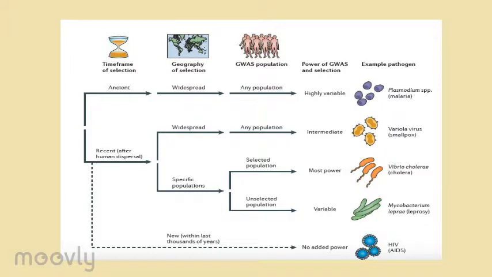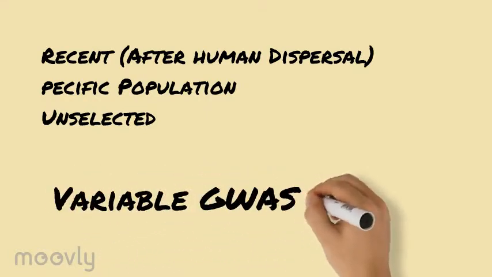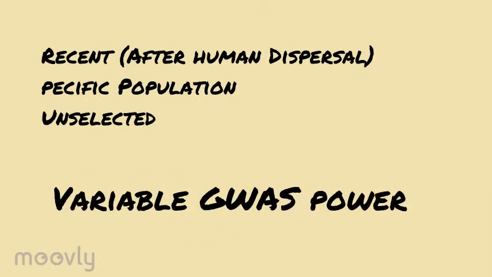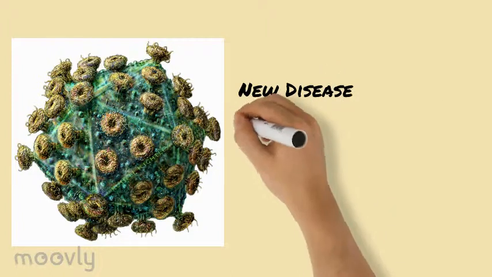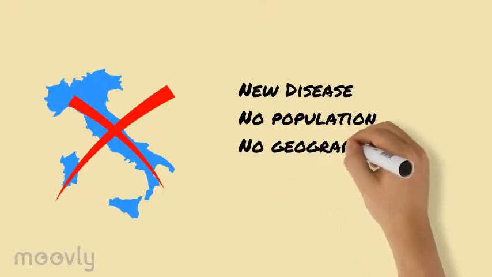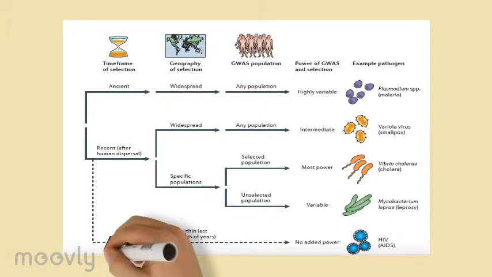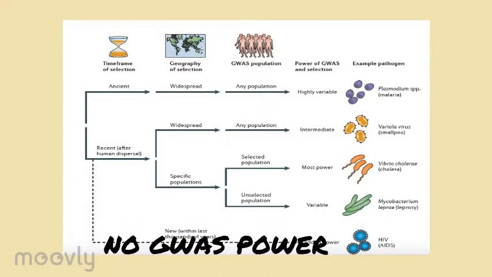Even in a scenario such as leprosy, where the population is specific but unselected, the power of GWAS is variable at best. Lastly, it's important to note that in a case where the disease is very new, not limited to a single population or geographic location, and in the case of HIV, highly mutable, there is no GWAS power because the disease hasn't had enough time to select on a human population.